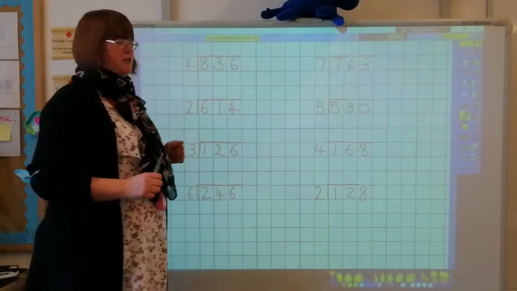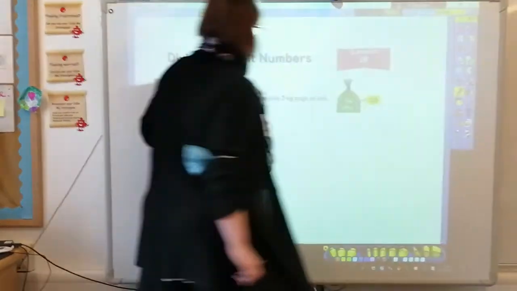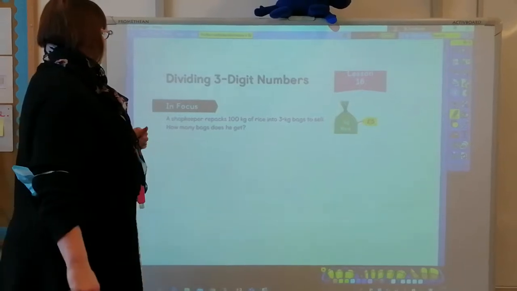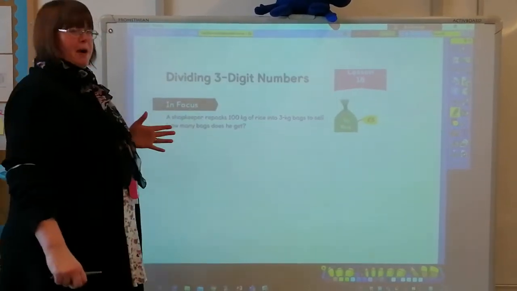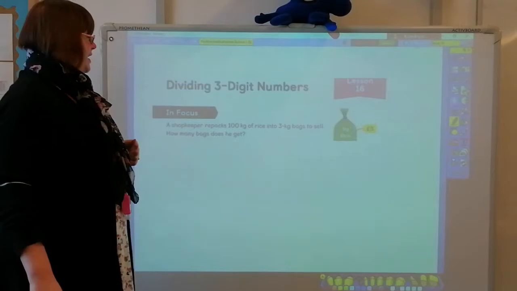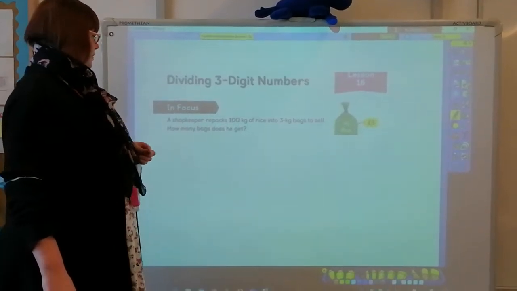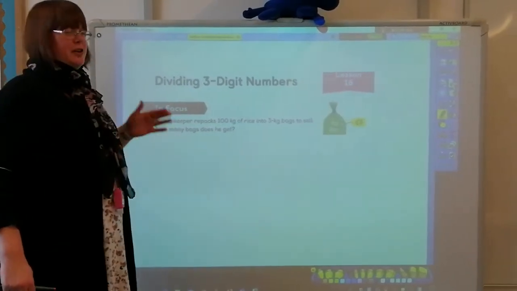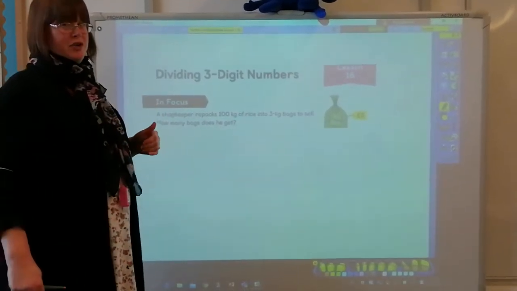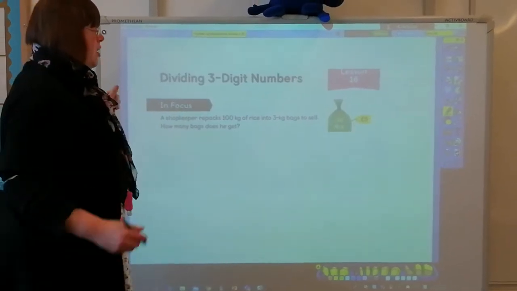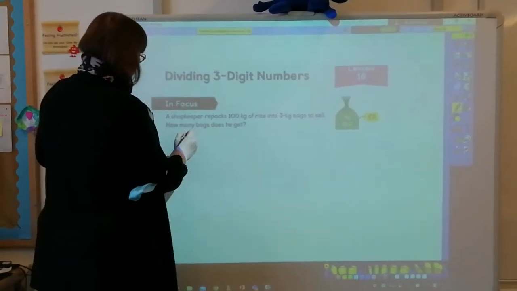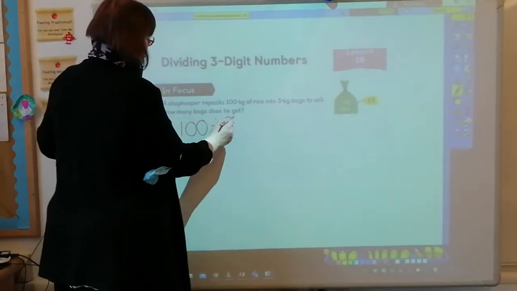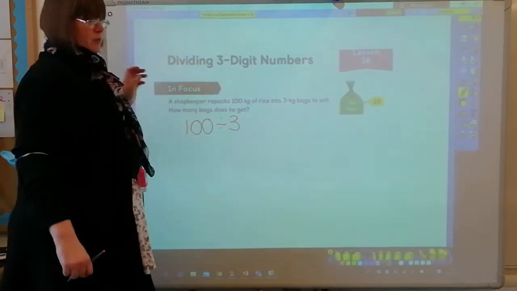Right, brilliant. I hope you've done those. So today, building on what we've already done, dividing 3-digit numbers. A shopkeeper repacks 100 grams of rice into 3 kilogram bags to sell. How many bags does he get? So I need you to pause the video and see if you can write down the number sentence that he's going to do. Okay? Hopefully you've written 100 divided by 3.